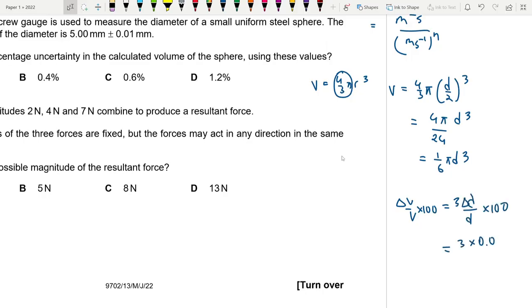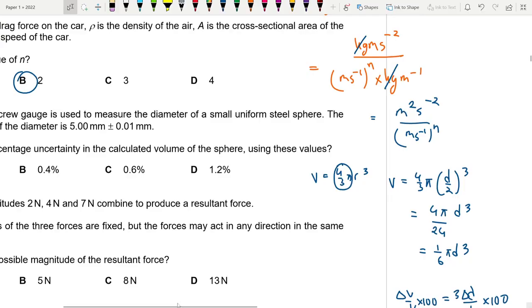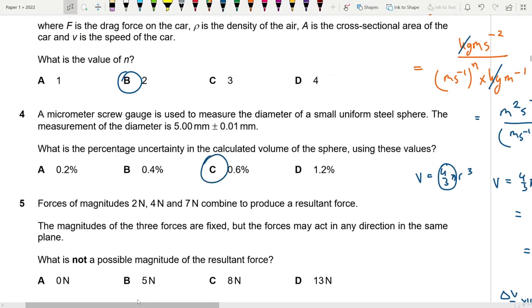So 3 times 0.01 divided by 5.00 into 100. That gives us a value of 0.6. So it should be 0.6% if I'm not wrong. And yeah, the answer to 4 is C.